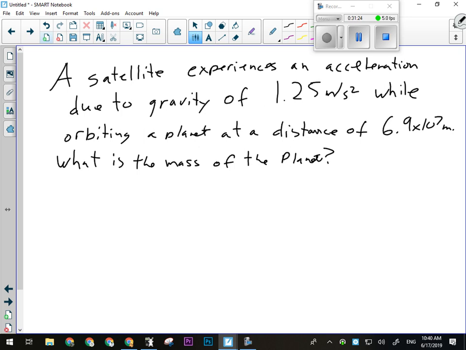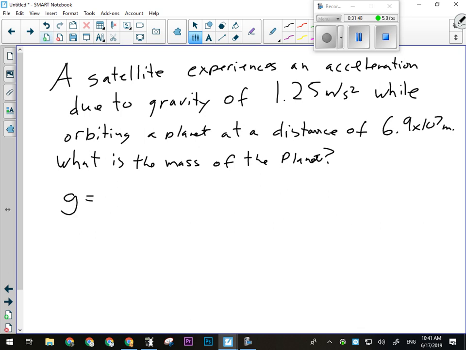I don't think I've ever asked you one this way. Okay, so it's a gravitational field strength question, but I disguise it like it's a satellite question to try and throw you. But you're too smart for that. So, okay, it says this satellite experiences an acceleration due to gravity of 1.25 meters per second squared.